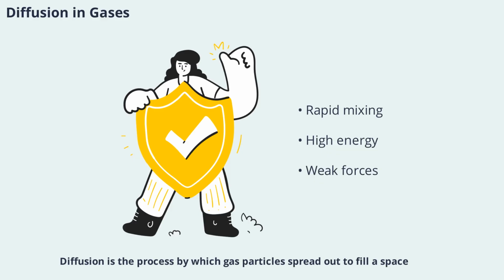Diffusion is the process by which gas particles spread out to fill a space. It occurs rapidly in gases due to their high kinetic energy and weak intermolecular forces. Diffusion explains how odors travel and why gases mix easily. Understanding diffusion is important for environmental science and industrial processes.